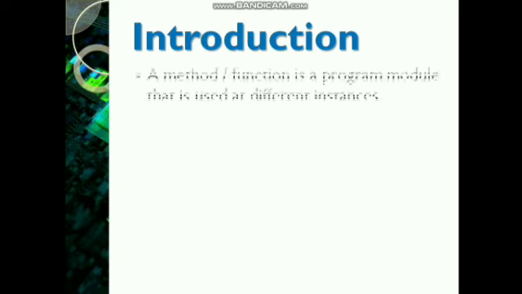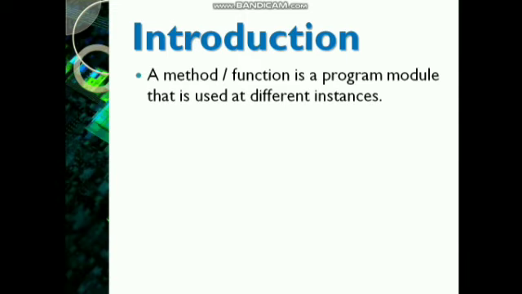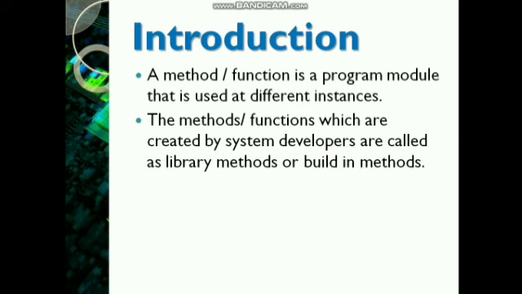A method or a function is a program module that is used at different instances. That means a function or a method is a small program module inside our class which can be used anywhere in the program. So that is a function or a method. The methods or functions which are created by system developers are called library methods or built-in methods.